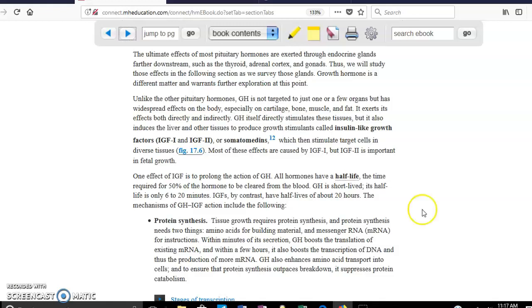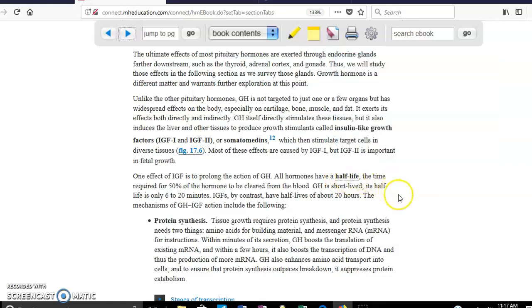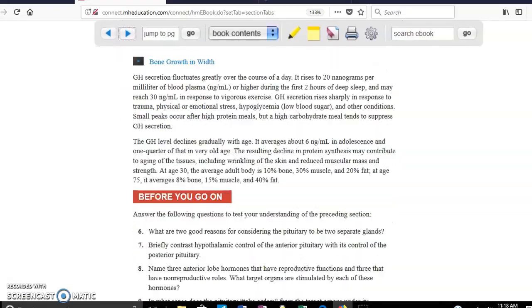A very important concept to understand then is half-life. This is something that you're going to learn in pharmacology if you cover that, which is the time it takes your body, in particular your liver, to get rid of substances such as, for example, growth hormone. Right, and it takes 5 to 10 minutes. Well, right here your book says 6 to 20 minutes. Right, and you can see here 20 hours for somatostatins. Okay, so let's keep scrolling down, and that is it.